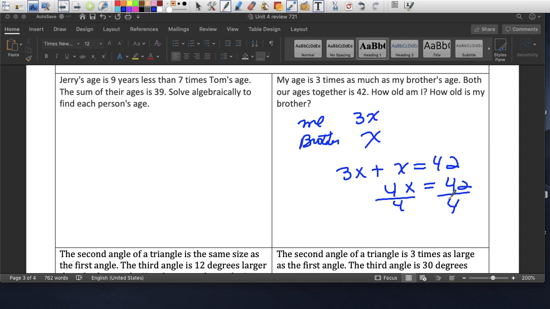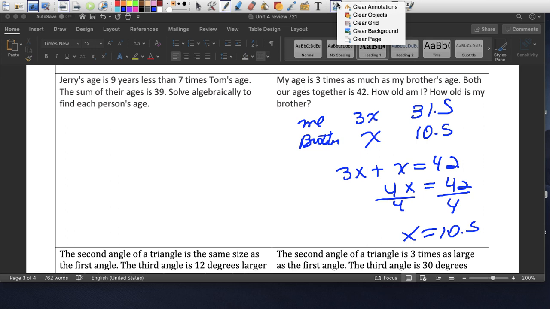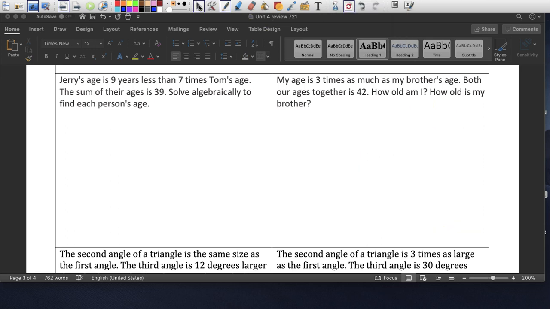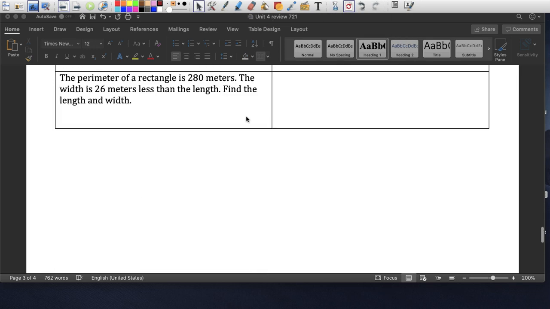Calculator. It says that x equals 10.5. I guess I could be 10.5, right? There's nothing wrong with being 10.5. But usually I don't see that, which makes me 31.5. Wow, age difference here. Unless you find something wrong with what I did, I'll keep it at that.